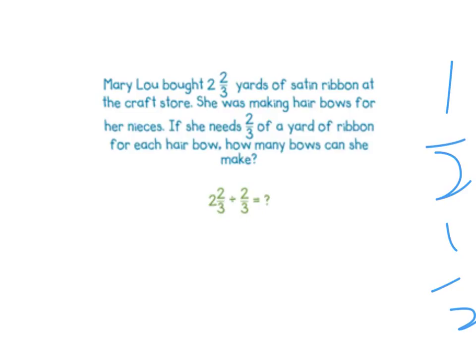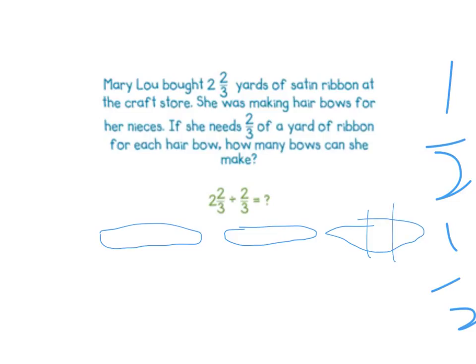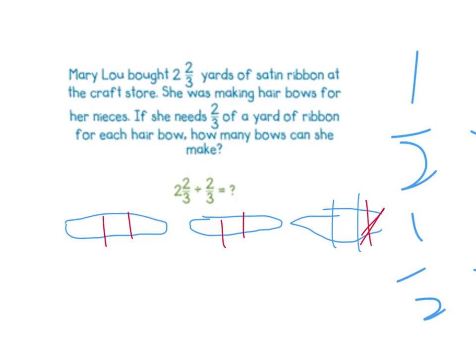The way I want to think about this is I want to start with the 2 2/3 right here. So I'm going to draw this model of this 2 2/3 yards of satin ribbon. So here could be 1 yard of satin ribbon, here could be 2 yards, and here could be 3 yards, but she only has 2/3. So she doesn't have this part. And so then you want to break them all into thirds, and I'm really just focusing on the 2 wholes and then these 2/3 here, because 2 2/3. I want to divide it into 2/3 segments.